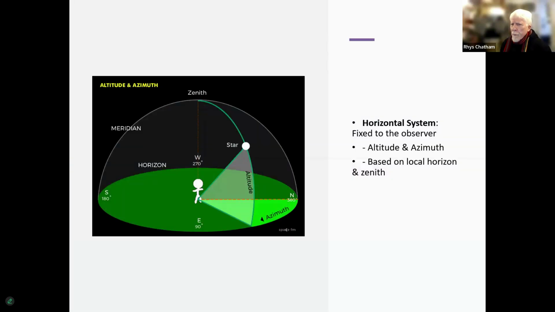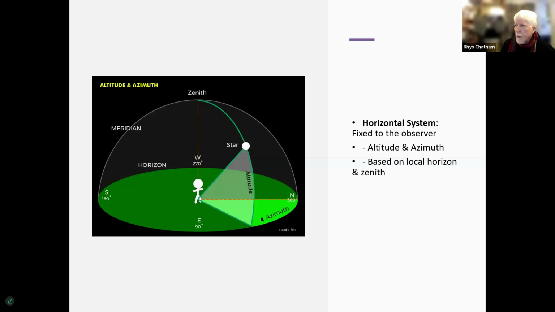This is the system, the horizontal reference, that sailors and amateur astronomers use to find stars in the sky from their local positions at sea or in a field with their telescope at night. The horizontal system is totally local. It's based on where you're standing. It uses your horizon, your zenith, and the four cardinal directions.